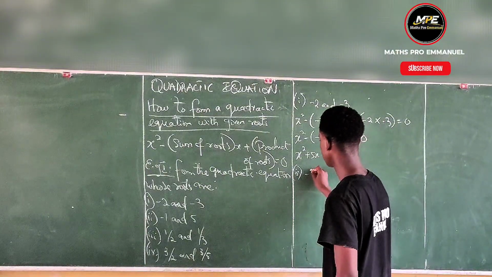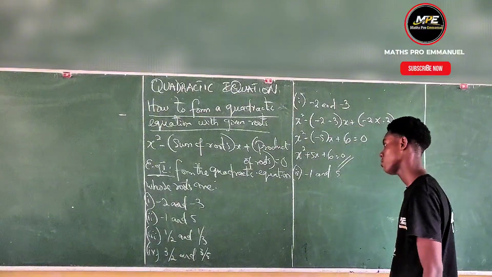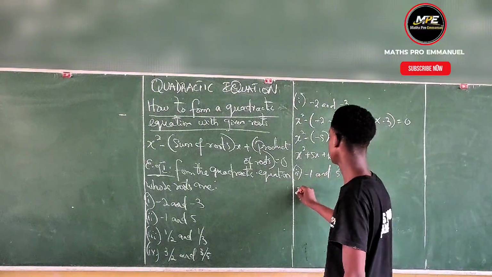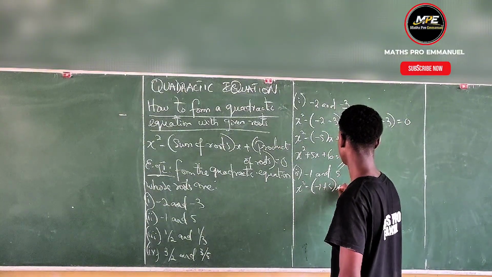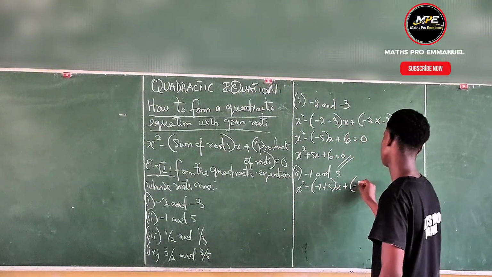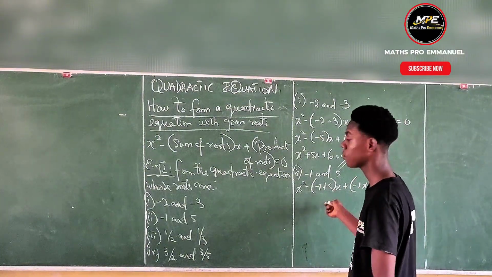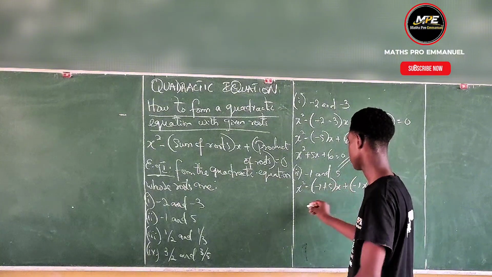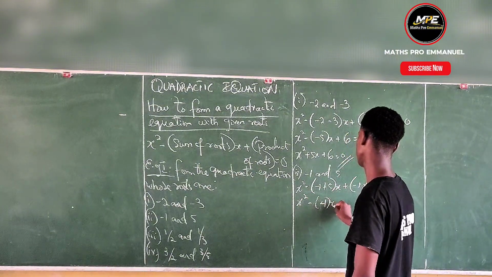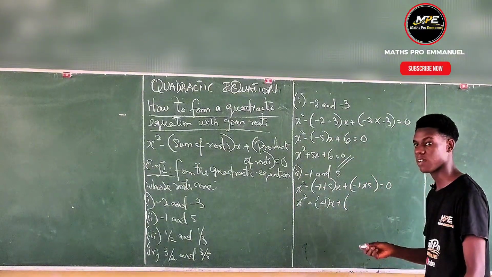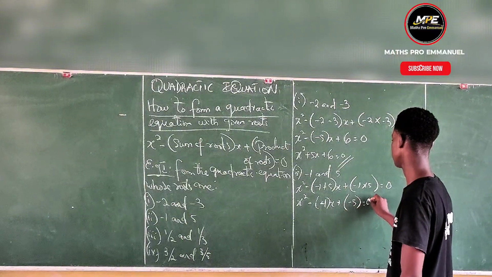The next one, -1 and 5. To form the equation, do the same thing using the formula x squared minus sum of roots, you add it, -1 plus 5, x plus the product of roots, you multiply it, -1 times 5, equal to 0. So now -1 plus 5 is 4. So here is x squared minus 4x plus, now the product of roots, -1 times 5 is -5, equal to 0.